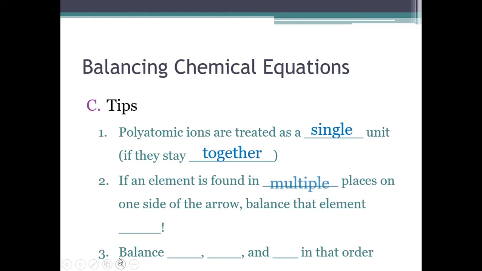If an element is found in multiple places on one side of the arrow, you're going to balance that element first. Just get that one out of the way. You might have to go back and change it, but at least you'll have made an attempt. And last but not least, you're going to want to balance carbon, hydrogen, and oxygen in that order. This is more important sometimes than others. We'll see some examples, but just keep this in your brain. Carbon, and then hydrogen, and then oxygen.